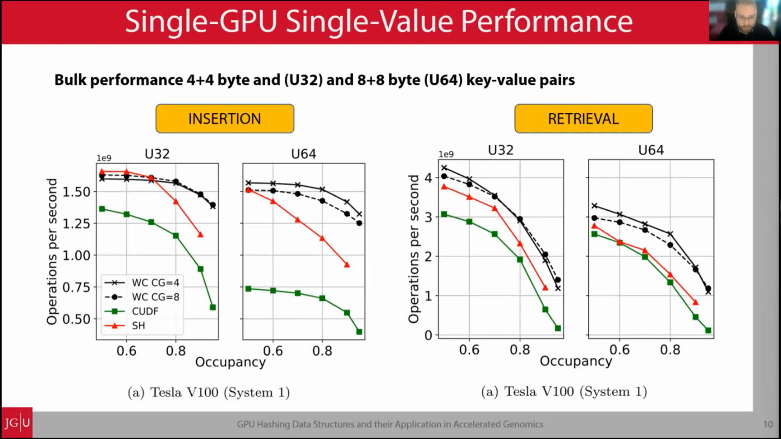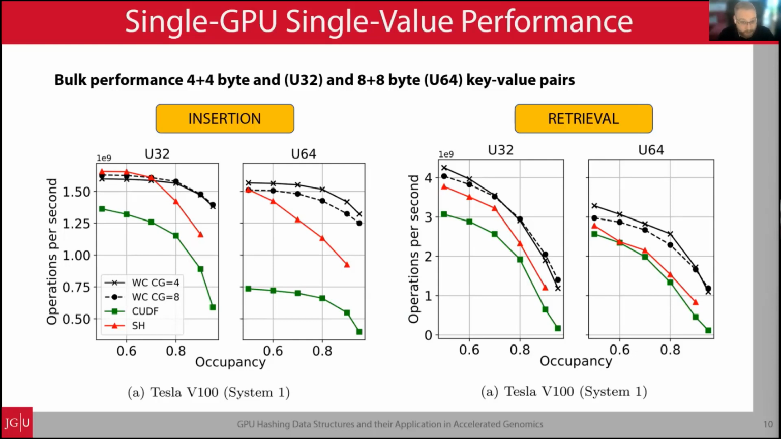Okay, then let's dive into some evaluation here. We benchmarked our open addressing single value hash table against the publicly available state-of-the-art GPU implementation SlabHash, which uses a variant of separate chaining, and also cuDF, which is an open addressing linear probing approach, which is part of NVIDIA's RAPIDS framework and is purpose-built for performing hash joins between cuDF data frames, basically.